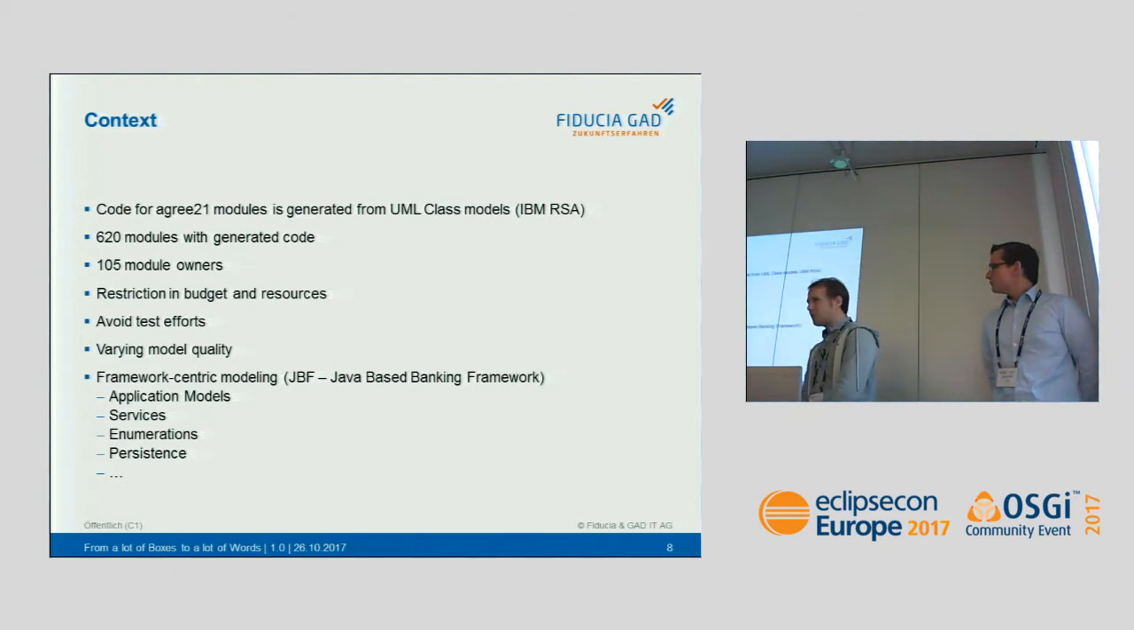So to the models themselves, they are pretty straightforward, pretty boring, framework-centric modeling, very technically oriented. They're all about our framework, the Java-based banking framework, JBF. They contain concepts like the application models, which are POJOs on steroids or worse. They're mainly used for interaction with Swing user interfaces. We have services where the business logic is encapsulated. Those are modeled. We have enumerations.